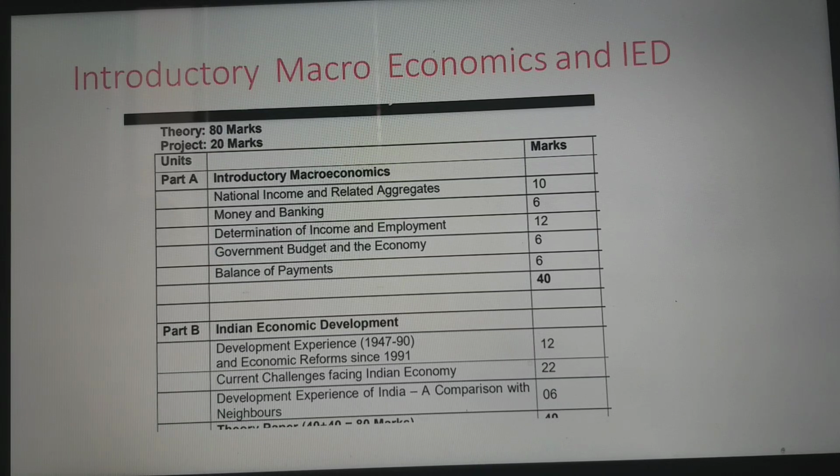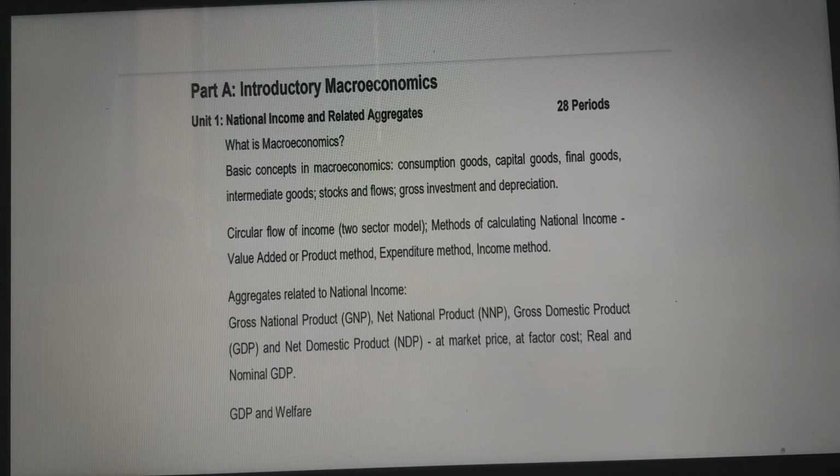Here on the screen you can see national income and related aggregates, the unit 1 in introductory macroeconomics, money and banking, determination of income and employment, government budget and the economy, balance of payment. And similarly we have 3 units in Indian economic development. Children will be starting with national income and related aggregates, and these are the subtopics that you're going to cover under national income and related aggregates of macroeconomics.